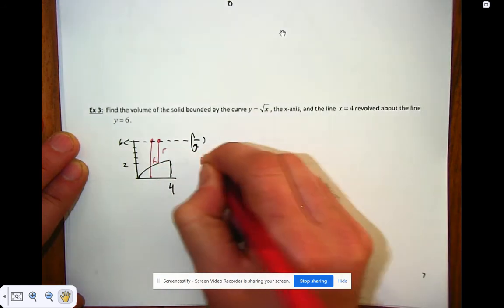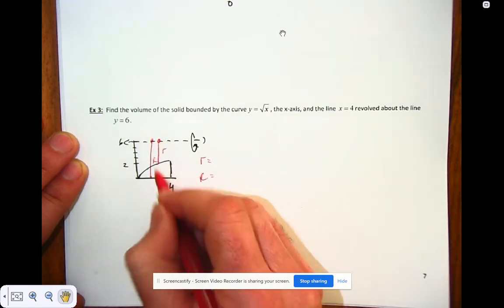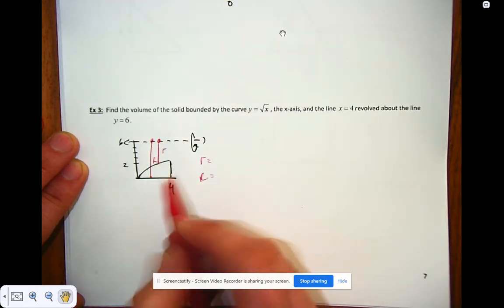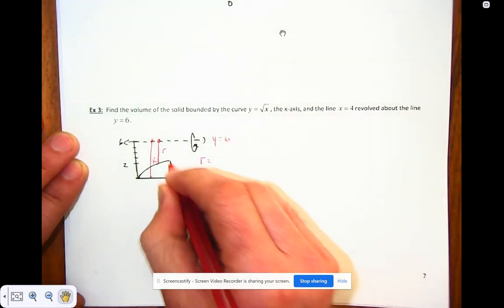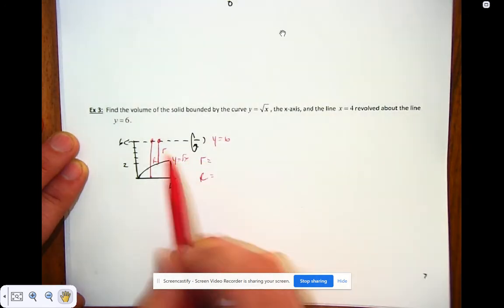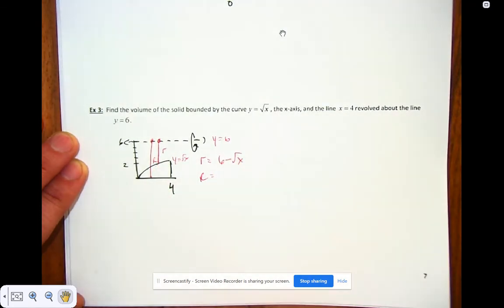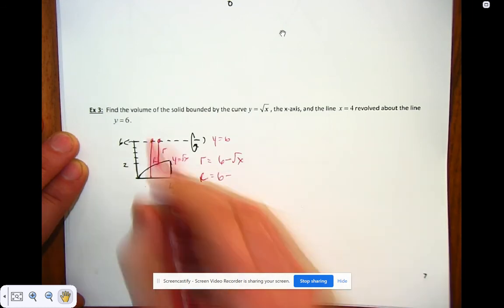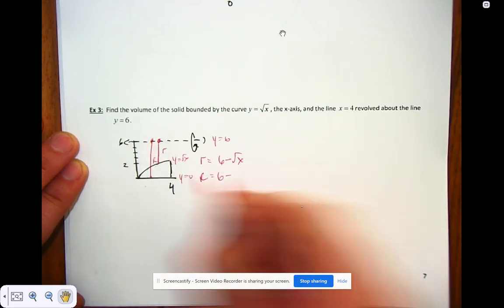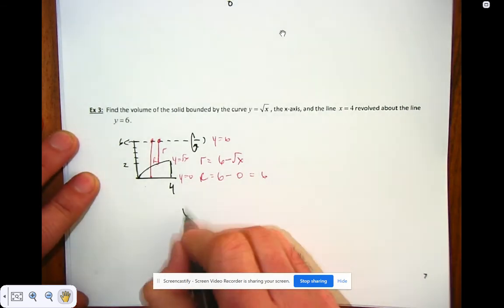And then you say, well, I know what those things are because Carpenter told me line segment. It's either top minus bottom or right minus left. Little r is top minus bottom. This is the line y equals 6. This bottom one is y equals root x. So top minus bottom is simply 6 minus root x. This top minus bottom, capital R, is 6 minus, this is the line y equals 0. So that's just 6. Just follow the process.